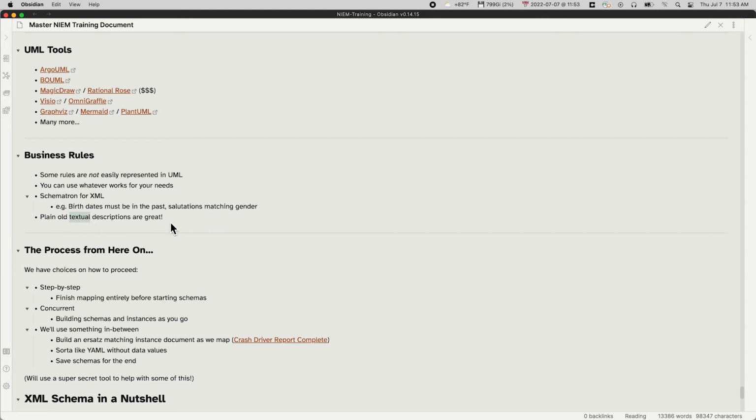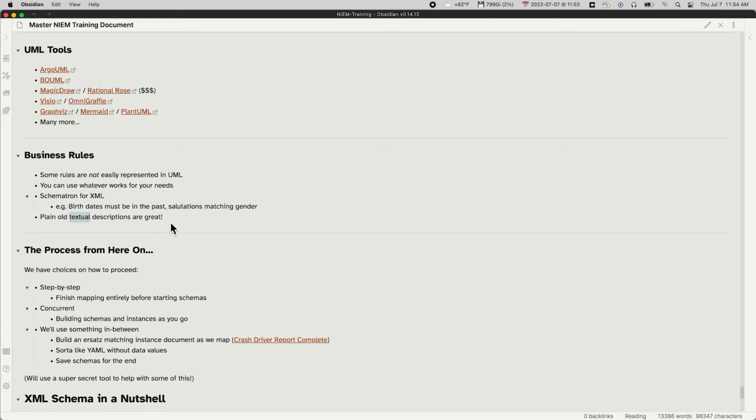It's a very technical topic, but you know what? If you don't want to do anything technical, you can just put a plain old description in your documentation. If I want to say birth dates have to be in the past, I can just put that in my documentation: hey, birth dates have to be in the past. That's one of my rules, and that's perfectly valid. Nothing wrong with doing that.